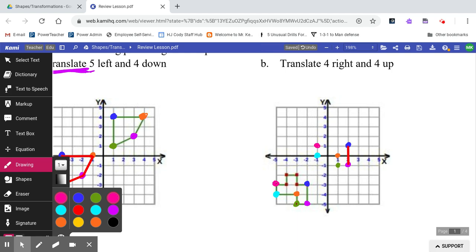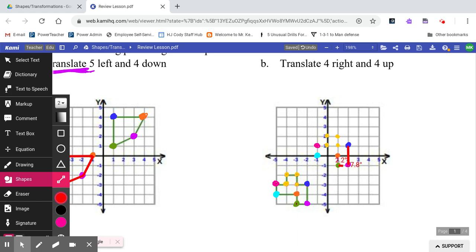We have a few left. I'm just going to do all of them in yellow. If you moved all those 4 to the right and 4 up, they should go right here. And then again, you connect the dots to make your shape. Like that. And you'll notice my shape is the exact same as the shape that I started with down here.